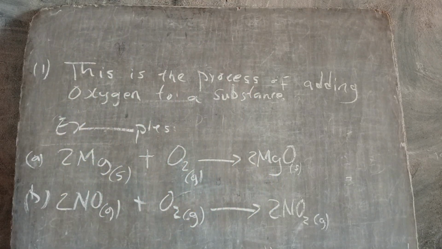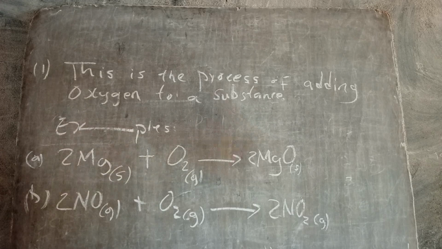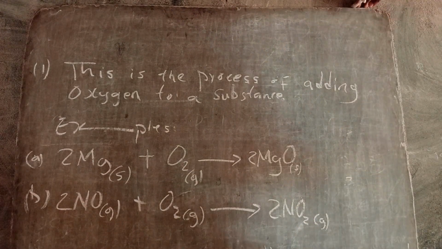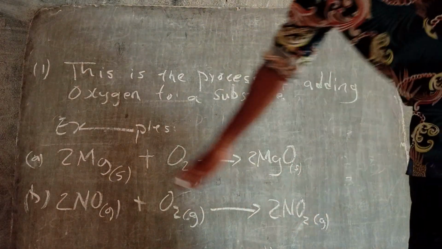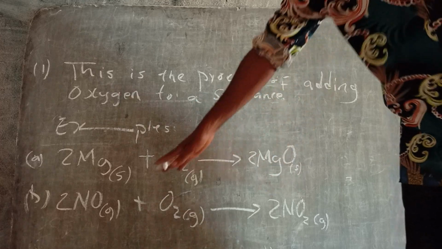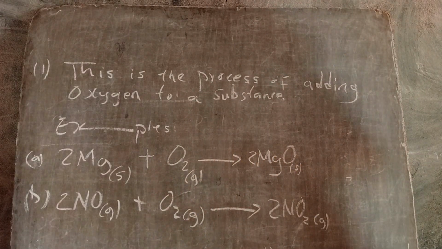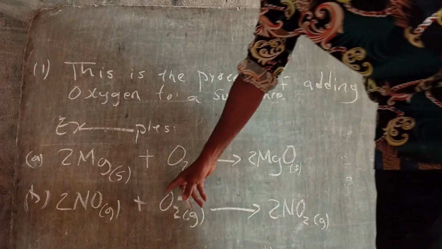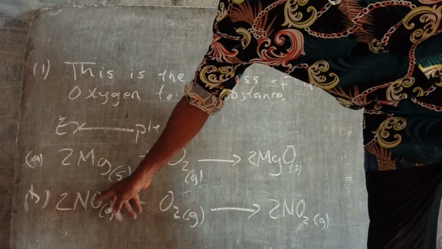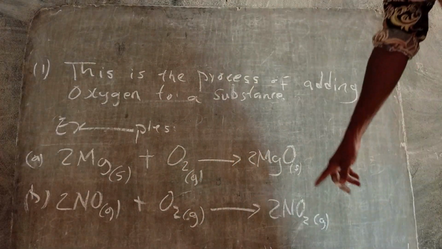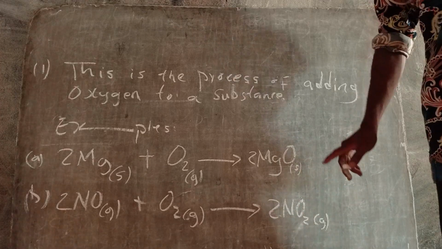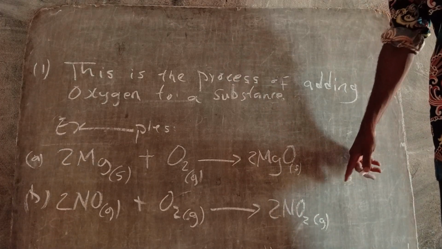Do you know why it's called nitrogen 2 oxide and nitrogen 4 oxide? Any idea? We do that based on the oxidation state. But when you look at this, you will see that this is an oxidation reaction, because oxygen is being added to this NO, which produces what? NO2. Are you with me?